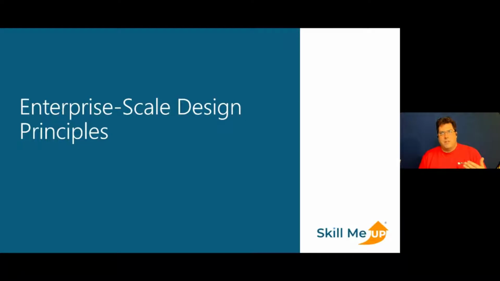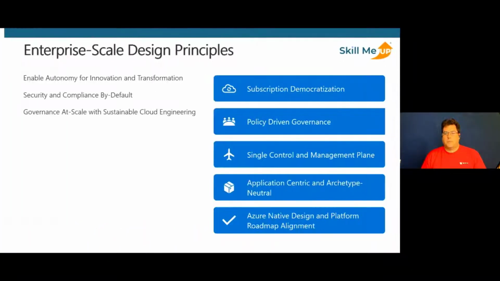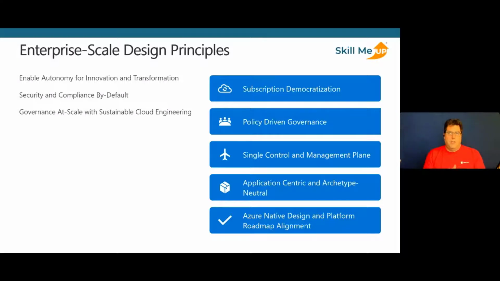So let's now talk about some of the design principles that go into that enterprise scale plumbing, as Shannon was just mentioning. So some key things around the enterprise design principles in terms of creating that enterprise scale is that we are enabling autonomy and allowing innovation among how we're going about our cloud transformation. We're building in security and compliance by default, and we are providing at scale governance that can be sustainable amongst our cloud engineering group.